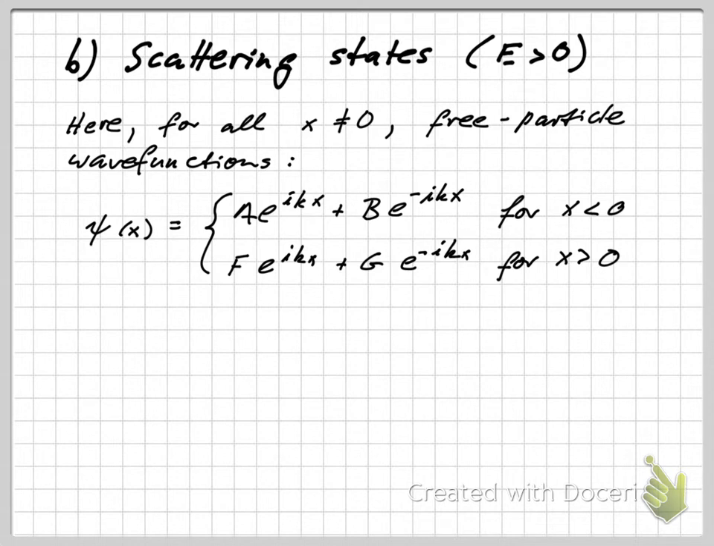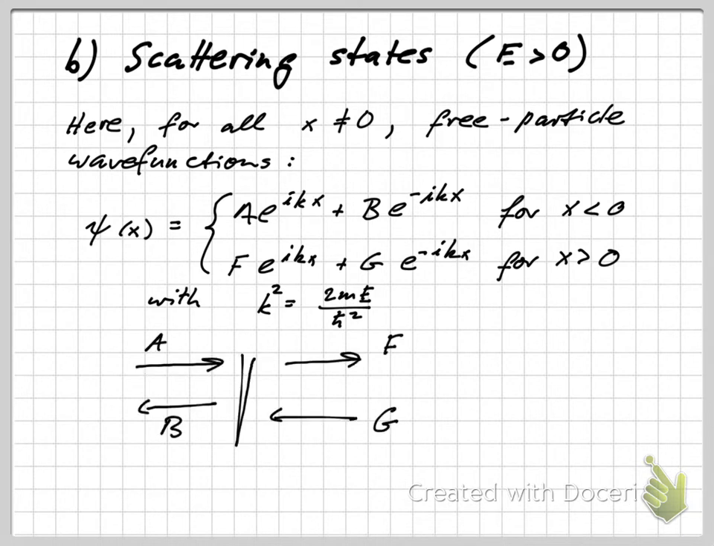Okay, so here we've also used k squared now as a placeholder for 2mE over h bar squared. All right, so here's the picture. We have the delta function dip at the origin, and then A and B on the left and F and G on the right. So this you could interpret as the incident wave given by A e to the ikx.